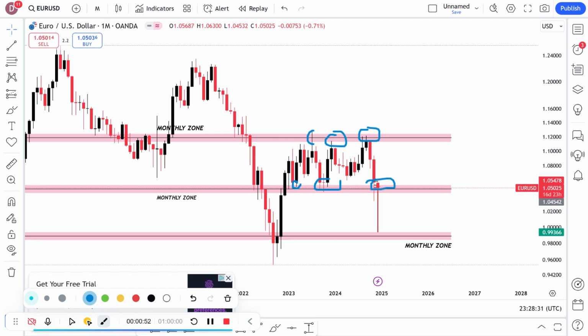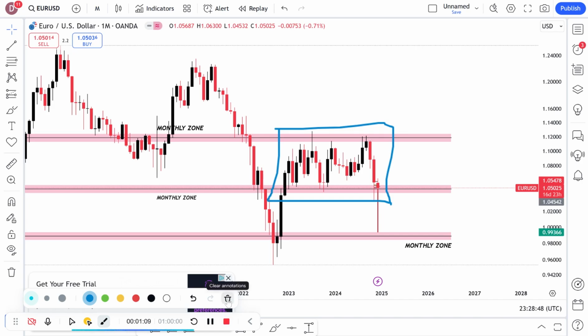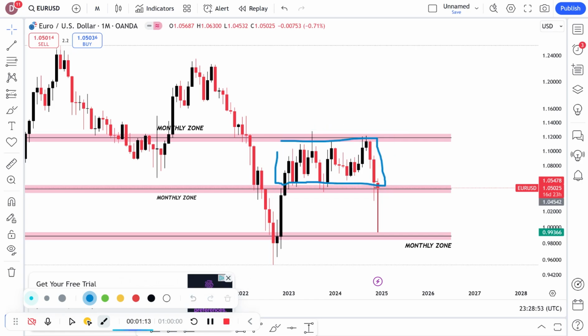And what can we see here now? We can see that the market has broken the range. This is the range. You can see that the market has broken it. Yeah, this is the monthly range in which the market has broken.